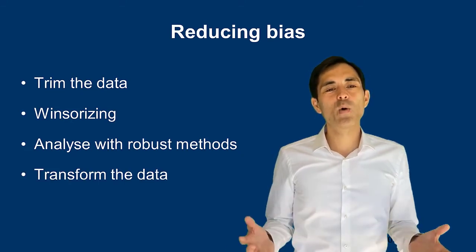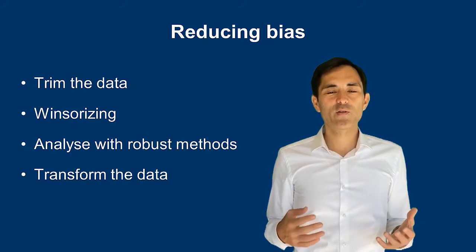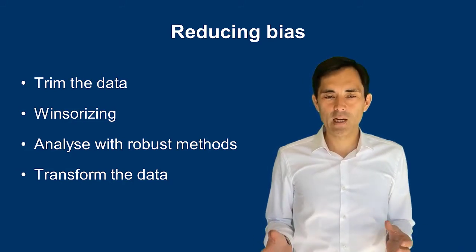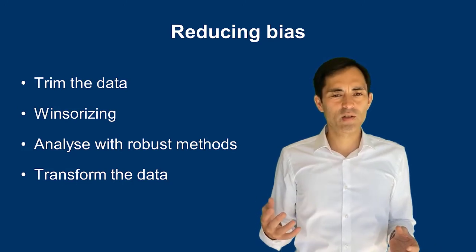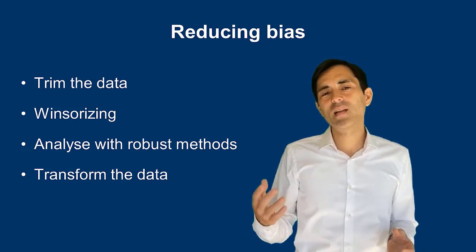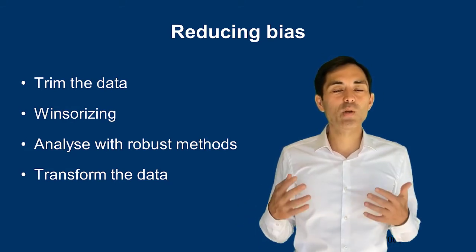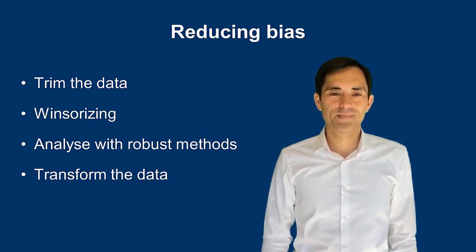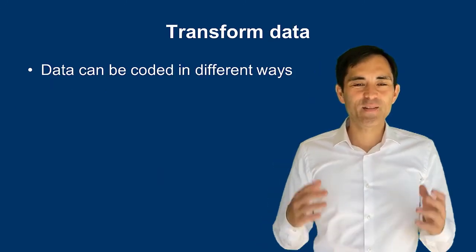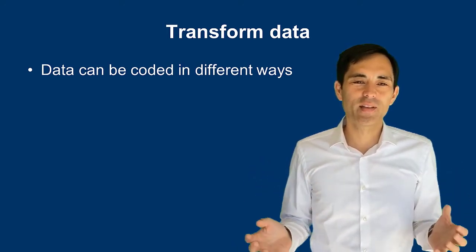Then another way would be to transform the data. Some transformation is very common in all kinds of disciplines, and some other, more statistical transformations are more common, let's say, in statistics or psychology, but less so in other disciplines. Let me talk a bit more about transformation of data in the following. There are different ways to transform data. Let me begin with the easy ones.